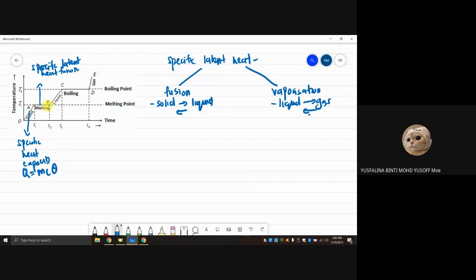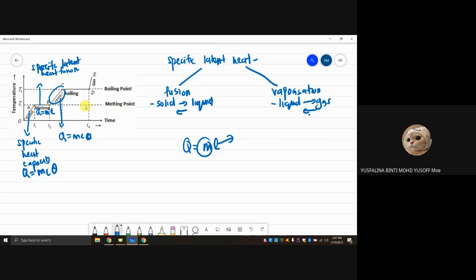And here, if you want to calculate the heat energy for the specific latent heat, we use Q equals m l. Q equals m l, where m is the mass and l is the value of the specific latent heat. And for this one, again Q equals m c theta. This is the specific heat capacity.